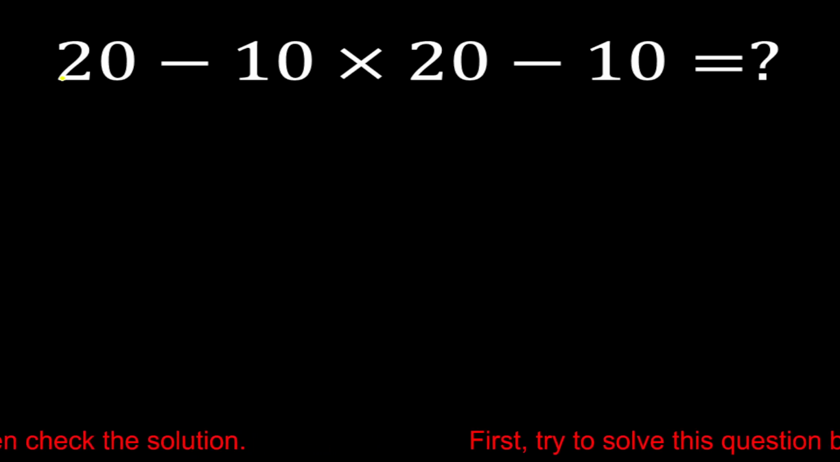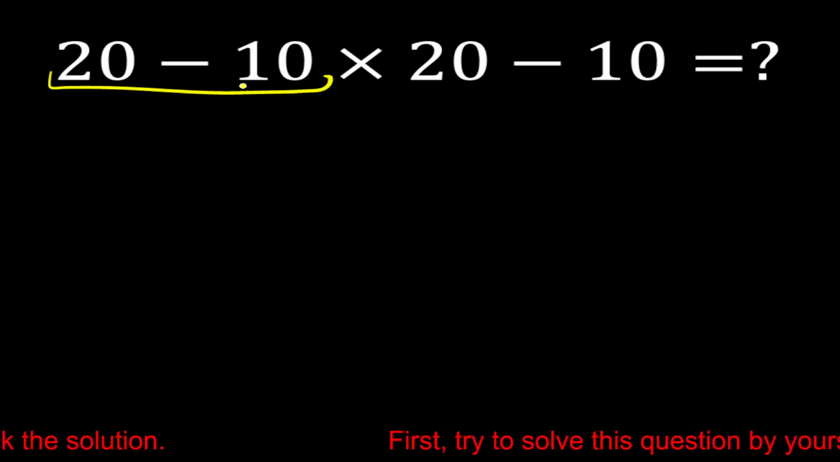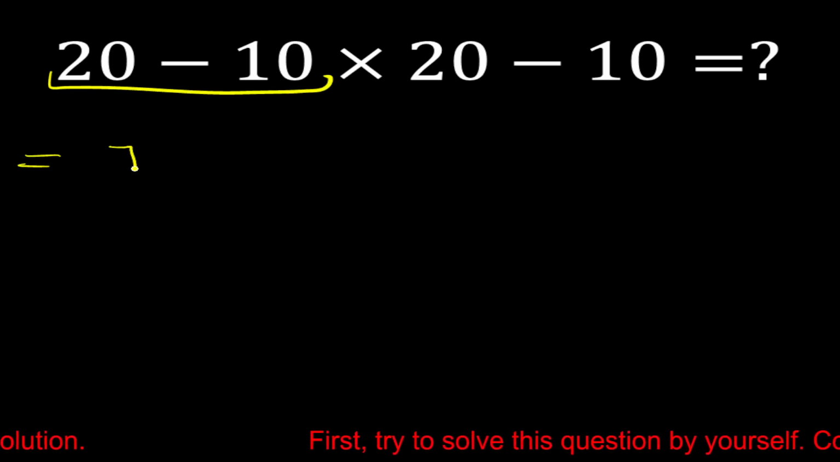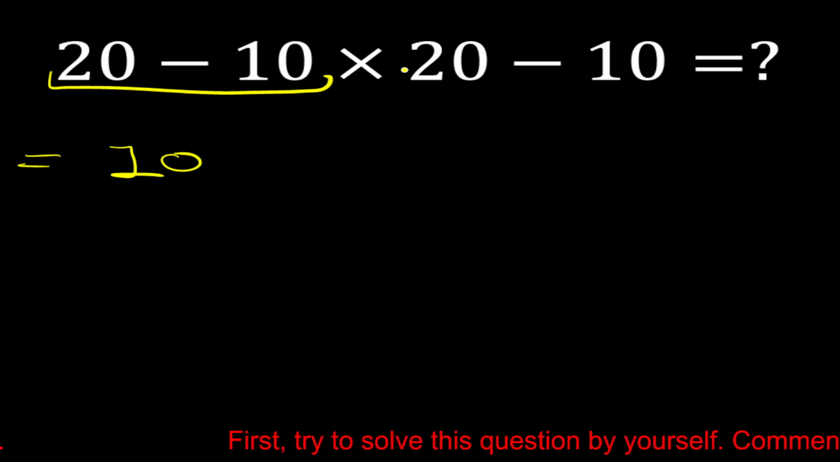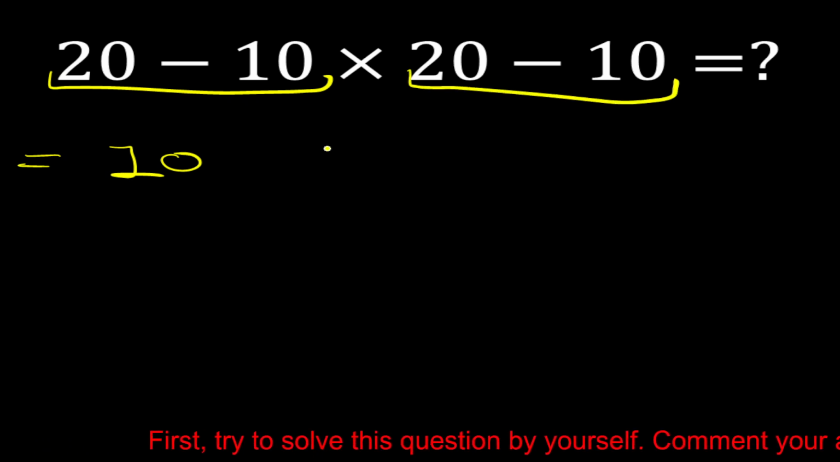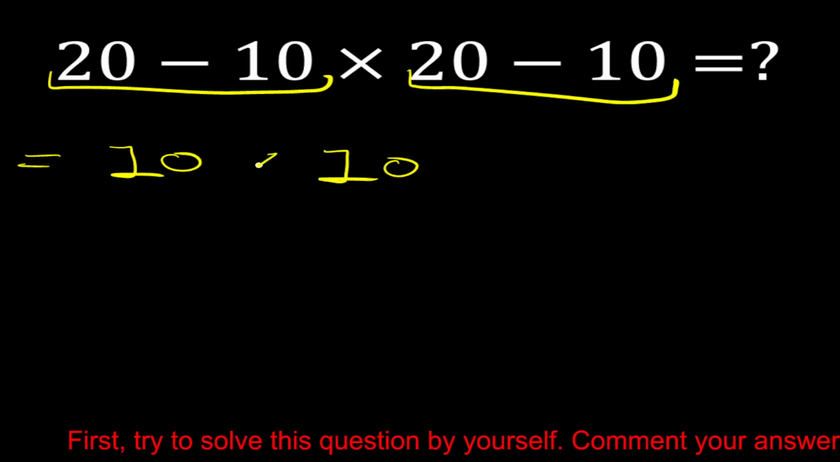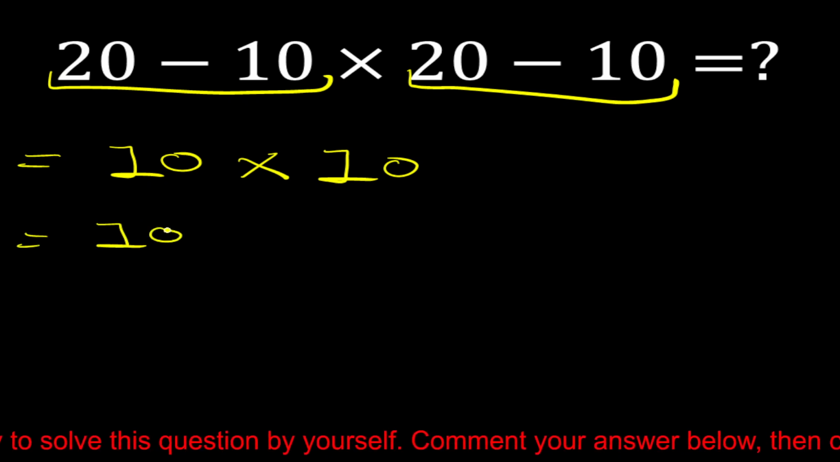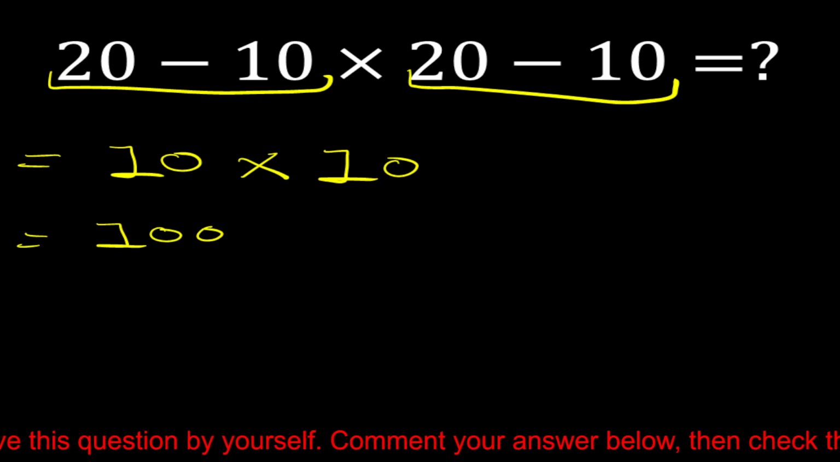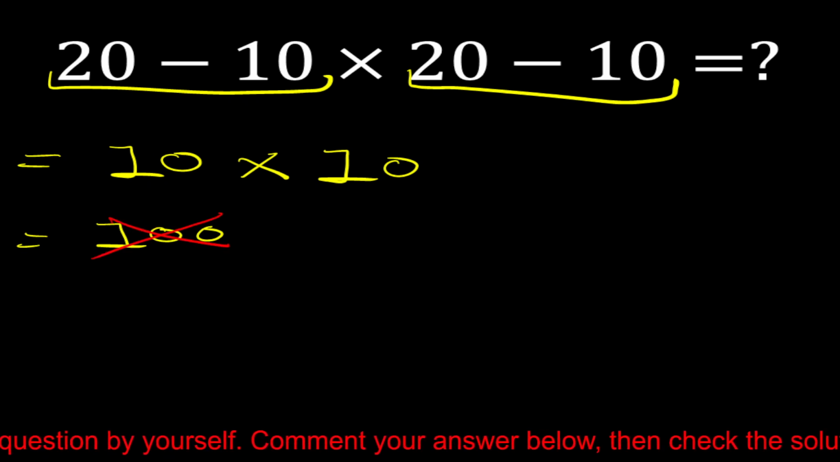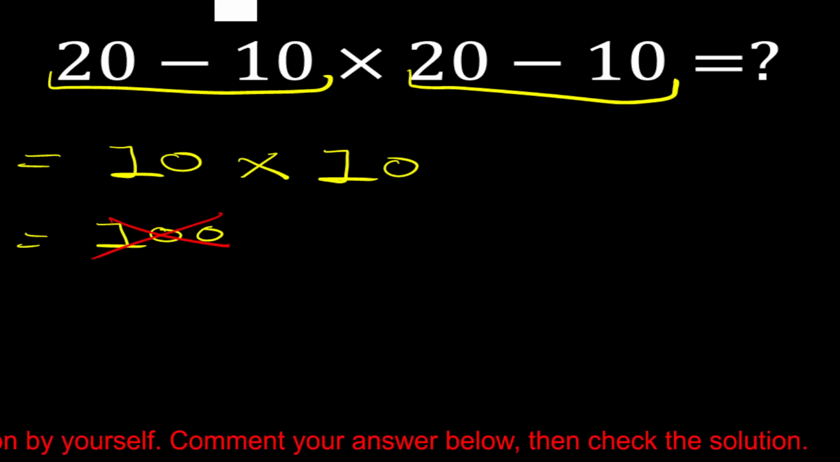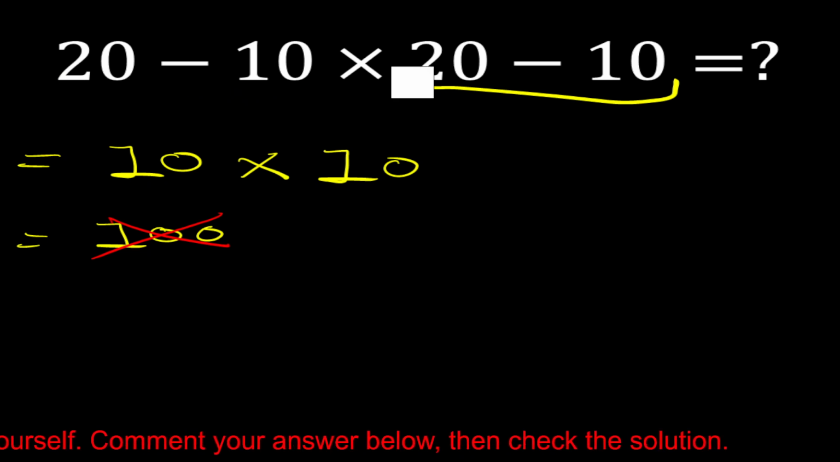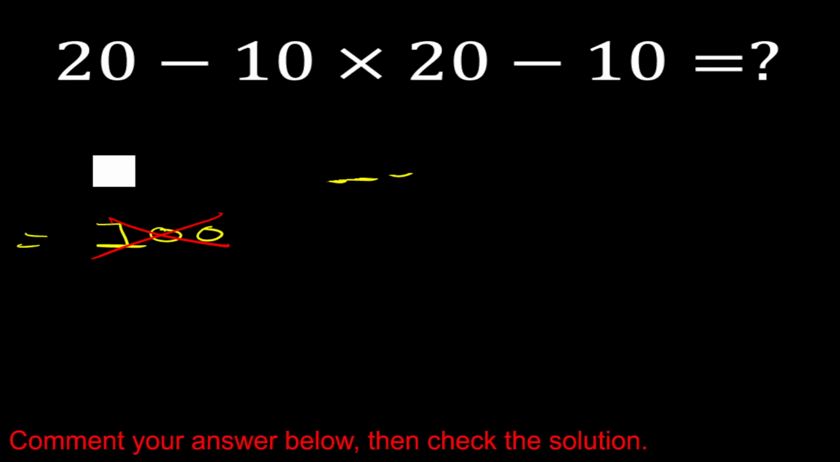So most people solve this question like 20 minus 10 is equal to 10. Then again 20 minus 10 is equal to 10. Now 10 multiply 10 is equal to 100. But here this answer is not correct. This answer is completely wrong. So now let's solve this problem correctly by using the PEMDAS rule.